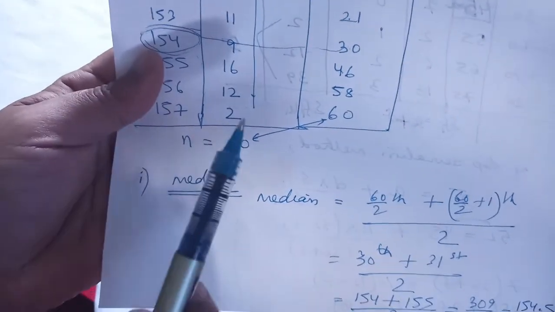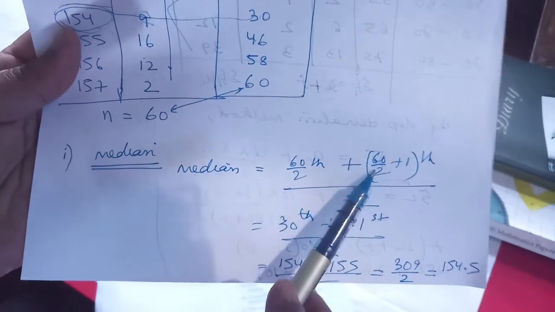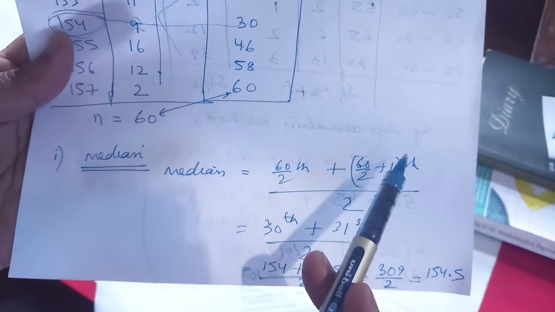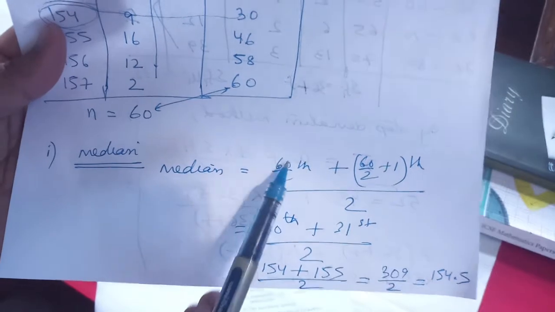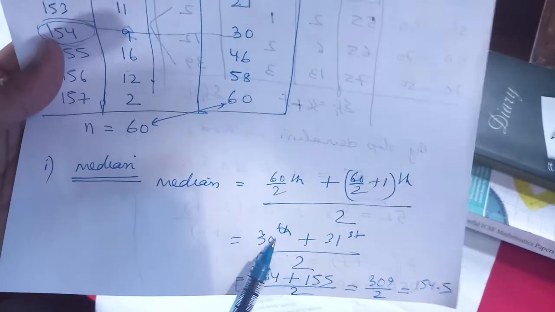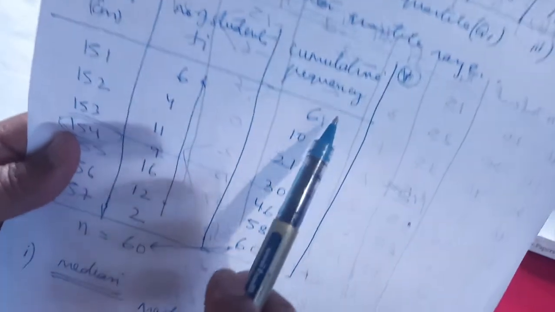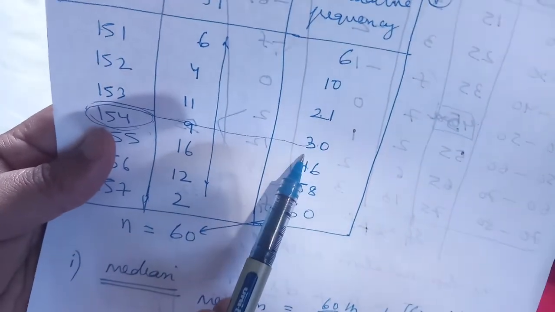The number of observations is even, so you take the n by 2th term plus the n by 2 plus 1th term, the next term, the n plus 1th term. So 30th plus 31st. 30th is the observation. Keep that in mind. 30th is the observation, and that observation you can find from this cumulative figure. Sometimes you do not find the 30th, then you have to find greater than 30th. But in this case, we got exactly the 30th.